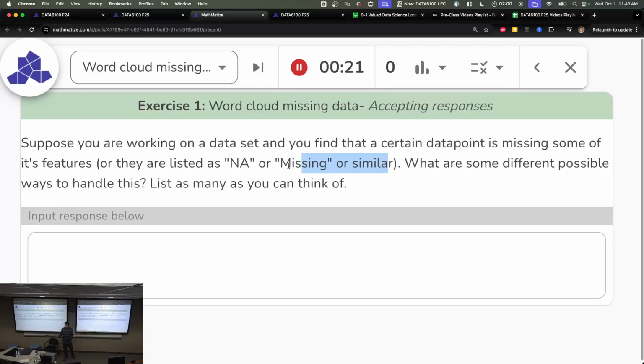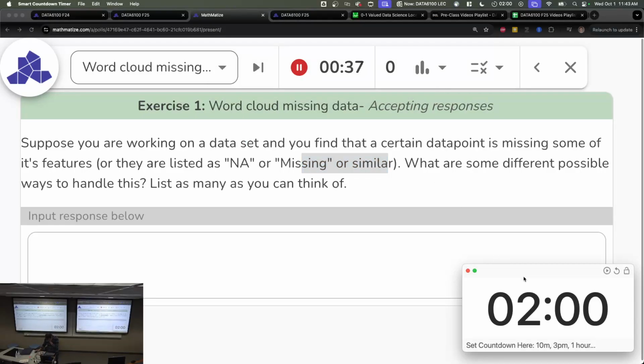Basically, all of the things you can think of will be good in some situations and will be bad in other situations. So you've got to know them all and know what your options are, so you can think of what would make the most sense in your current situation. Okay, I'll give you 2 minutes to brainstorm what possible things you could do, and put it in the Mathematize as a little list.